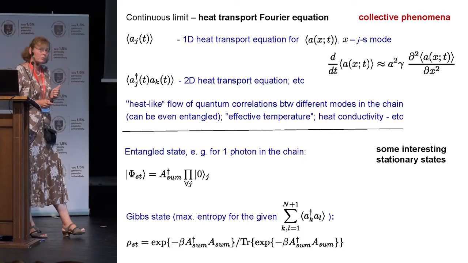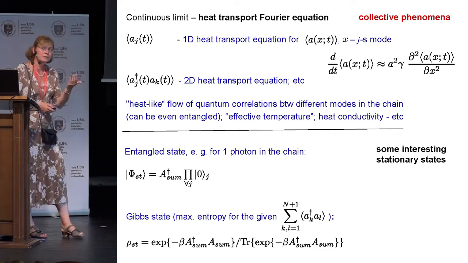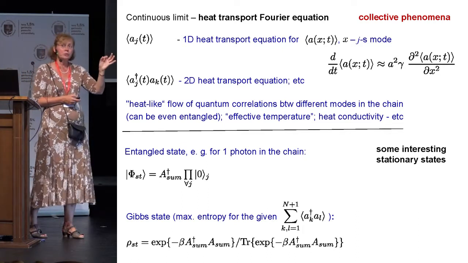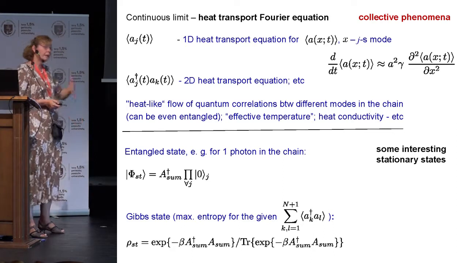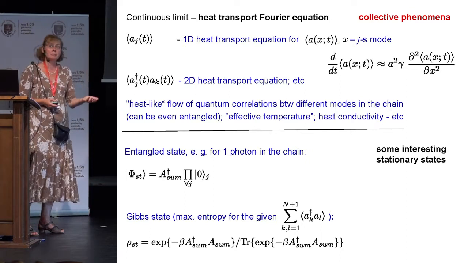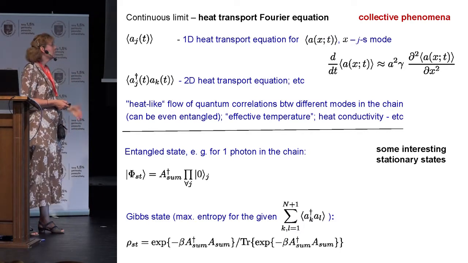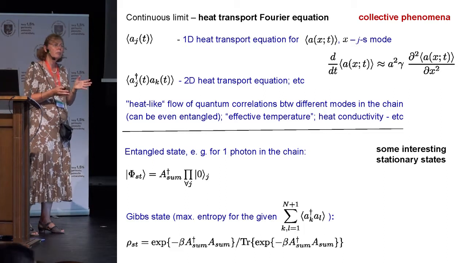The other part of the story is you can try to look at some interesting stationary states of this system. And here, for example, obviously, if you put in one photon in a chain, you get a highly entangled state at the output. Depending, again, on different inputs, you can get a Gibbs state with maximum entropy, and so on and so forth. You can get highly correlated states. So there is a lot of playground for a lot of possibilities.